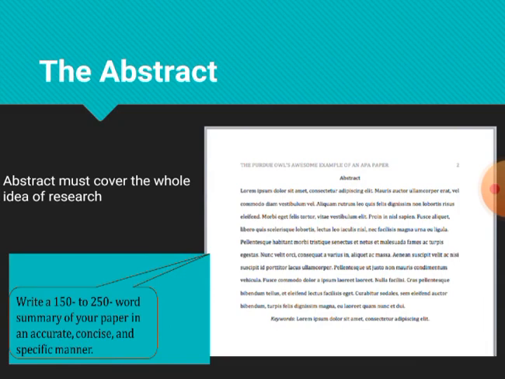On the first point, we have the abstract. The abstract must cover the whole idea of the research. The abstract must be from 150 words to 250 words. The abstract is the summary of your paper in an accurate, concise, and specific manner. In your abstract, you write about your introduction, your research questions, your methodology, the method you have adopted, and then the summary and analysis, what I did, these are the conclusions, and these are the recommendations. This is the short summary of your research paper or research thesis.